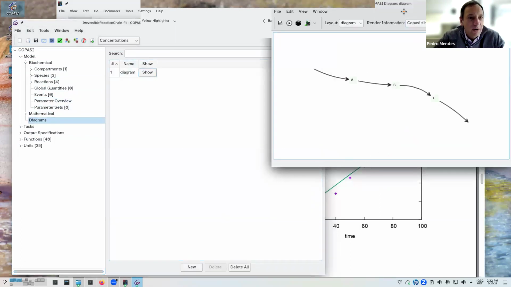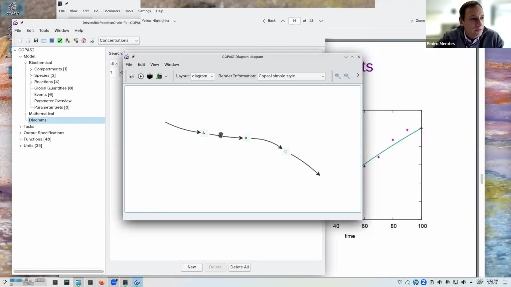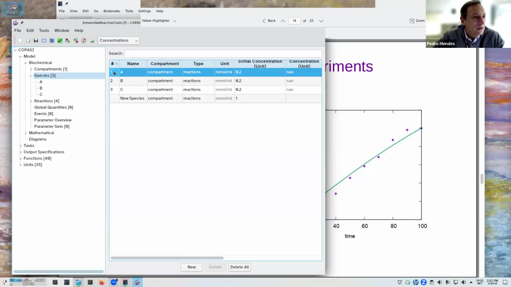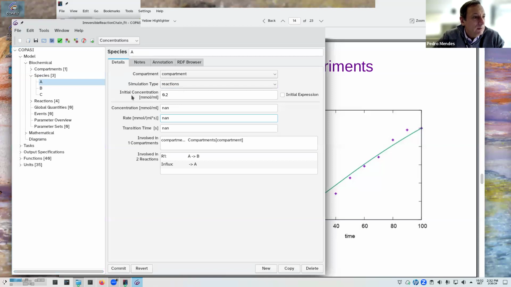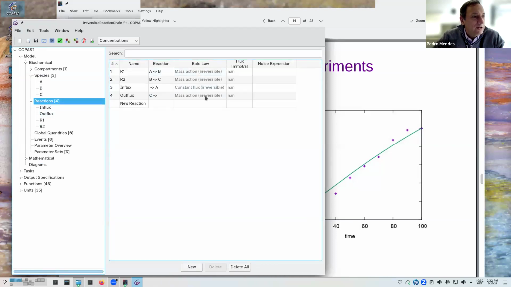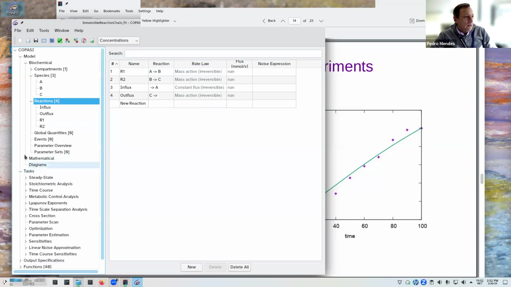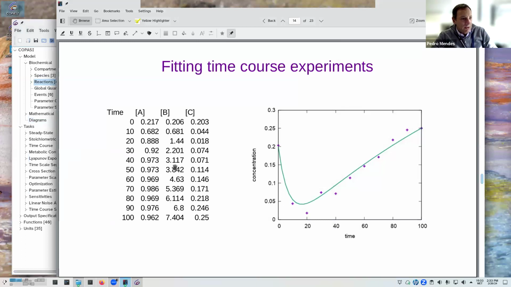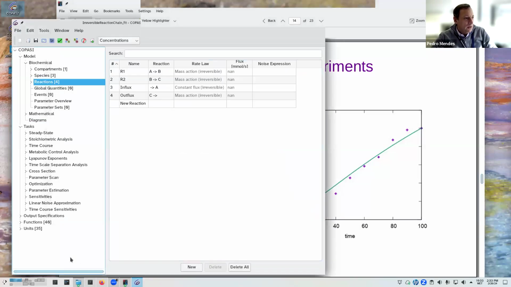So this is the diagram again. It's 4 reactions converting A into B into C. In this model, we have reactions of mass action. So we're only going to fit a few constants. And in this case, we have obtained some data, which is, as I showed here, something like this. You'll see in a moment.